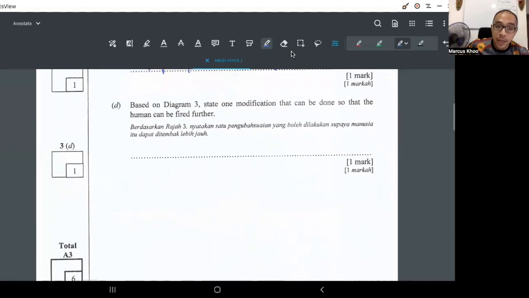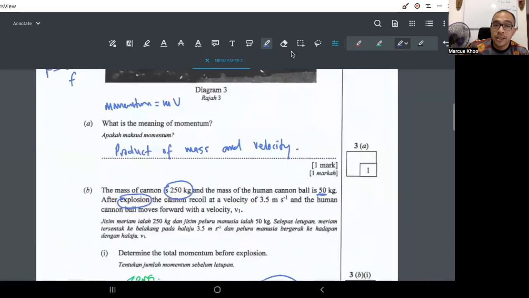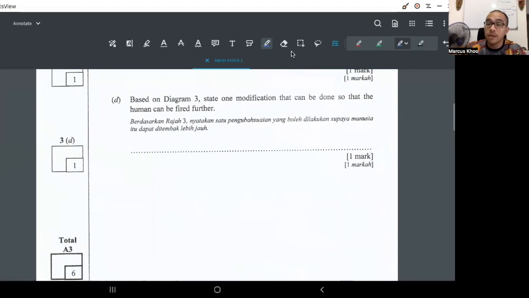Now, based on diagram 3, state one modification that can be done so that the human being can be fired further. So our design does not go very far, but it is very high. How would you modify this setup so that it can go further? We want him to go further. It may not have to go higher, but he definitely needs to go further because that is what the question requires. So obviously the first and most logical one is to reduce the angle of the cannon.